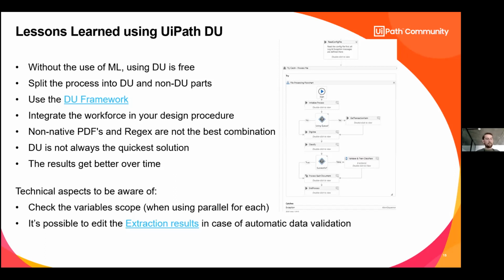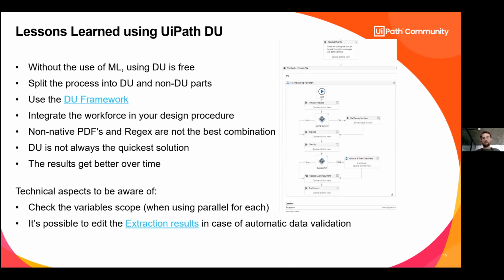The last thing, or not the last, but one of the things I also want to say is the results will get better over time. If you use your classifier and you integrate your training scope in the correct way, which is also already done in the document understanding framework, you train your classifier by validating classifications, which in turn will improve the classification results and will reduce the amount of validation needed on the classification.